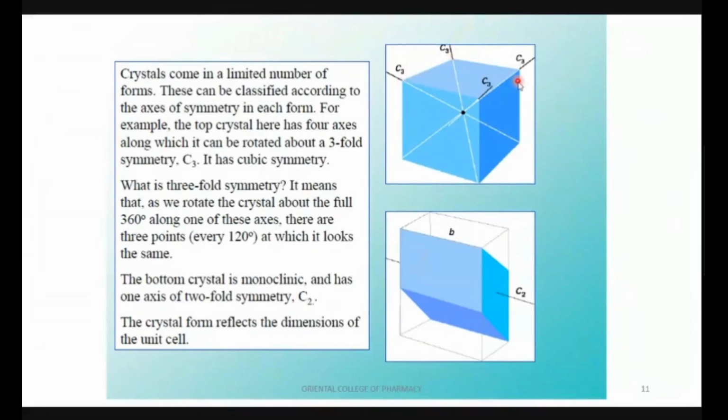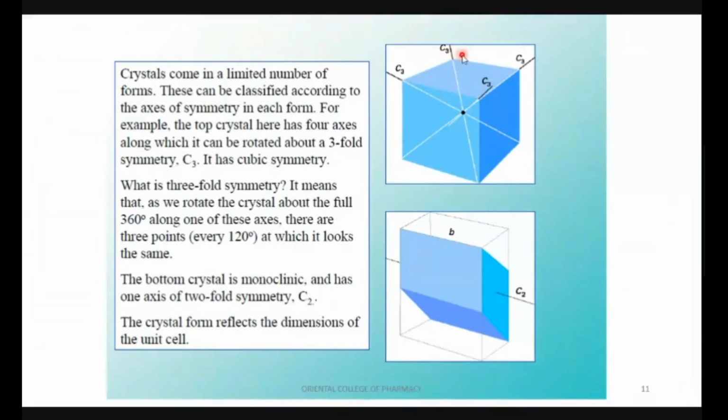Then if I rotate it again, this corner will go over here to the backside, but I will get the same crystal structure. So this becomes the second fold. And again, if I rotate, it will come to the original position. So what happened? I rotated it thrice to get to the original position. So if I had to rotate 3 times, it means this axis is a 3-fold symmetry axis.